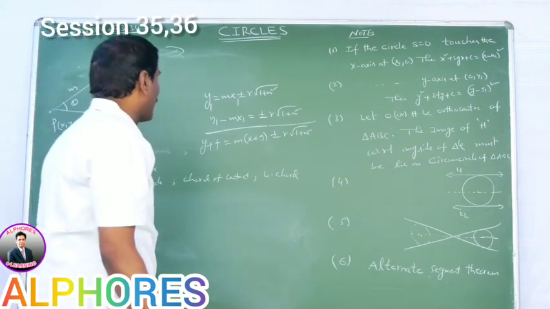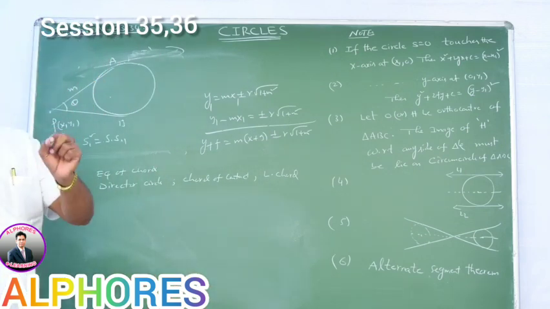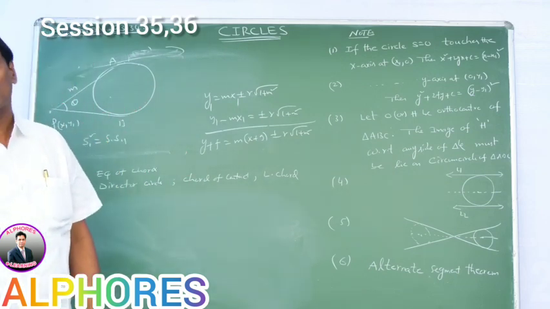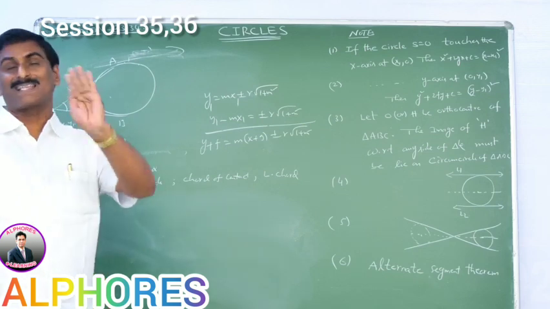If the slope is given, then the equation of the tangent for a small circle, small circle meaning center 0, 0, is y is equal to mx plus or minus r into root over 1 plus m square. For a big circle, that means S is equal to 0.